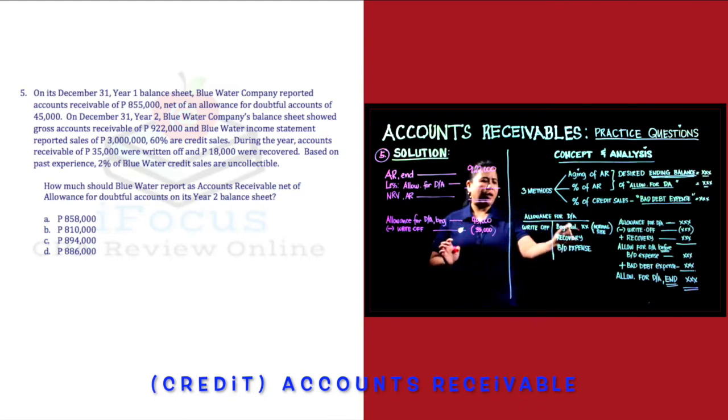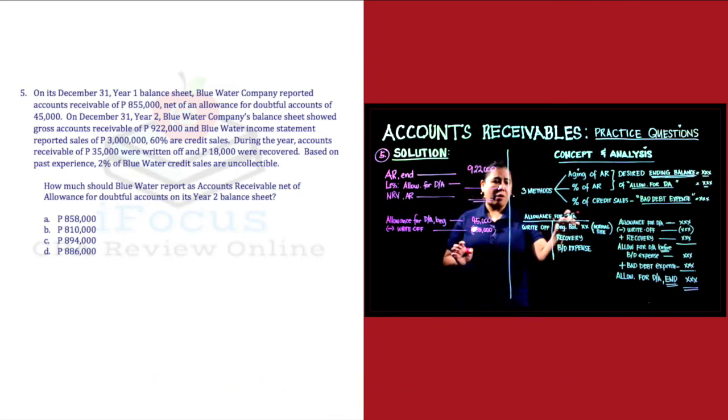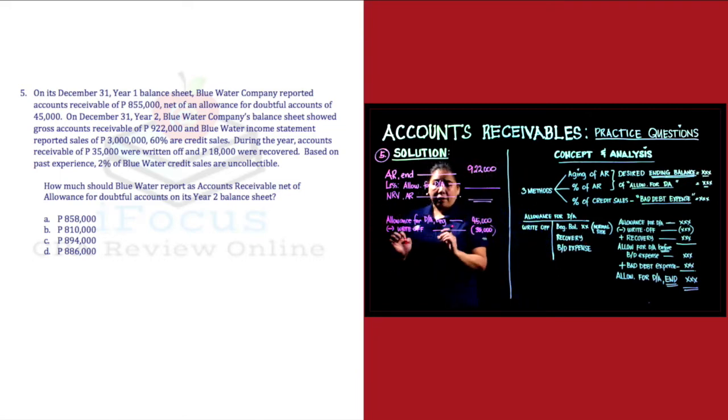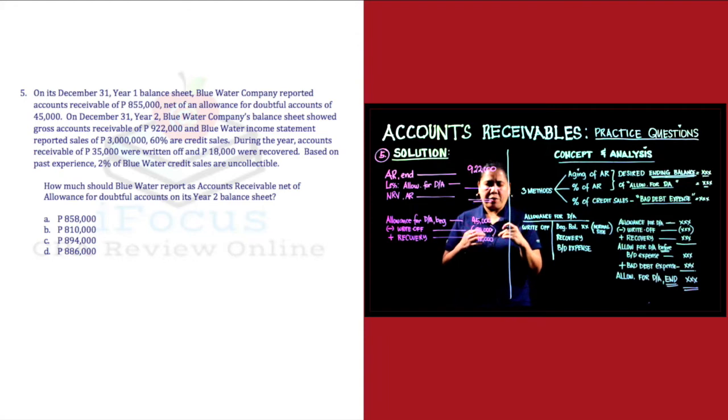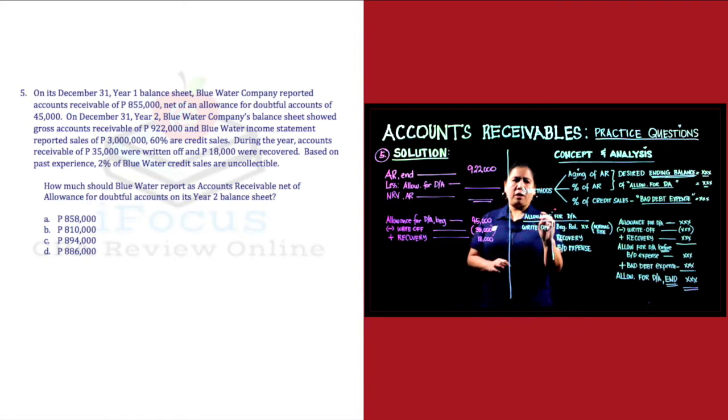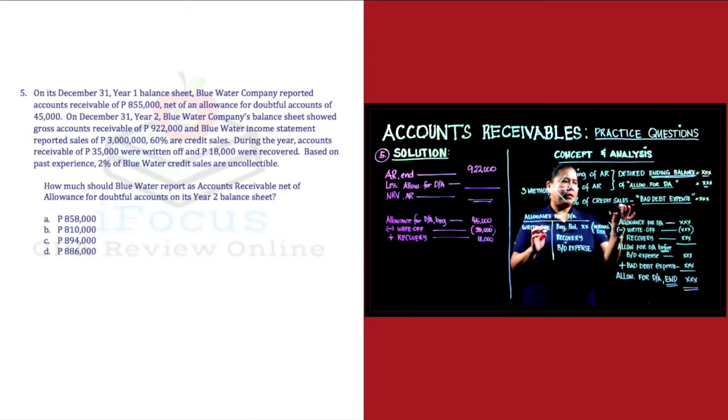So sa recovery, ang effect niya sa ating allowance for doubtful accounts ay credit. So we are adding this recovery to our balance. So we plus recovery. Based on past experience, 2% of Blue Water credit sales are uncollectible. Anong ginagamit na method ng company? Percentage of credit sales. So remember, percentage of credit sales, yan na po yung bad debts expense natin.